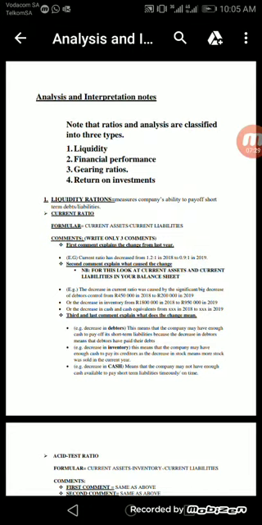Back in the days, they used to use standard norms. They were saying current ratio standard norm is 2:1, meaning current assets must be 2 times greater than current liabilities, because we want to know if your current assets can be able to pay your current liabilities. That's what we mean by these current ratios.